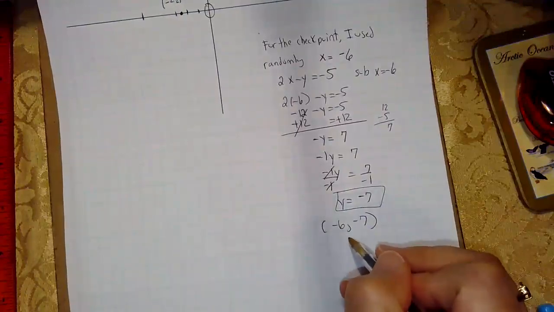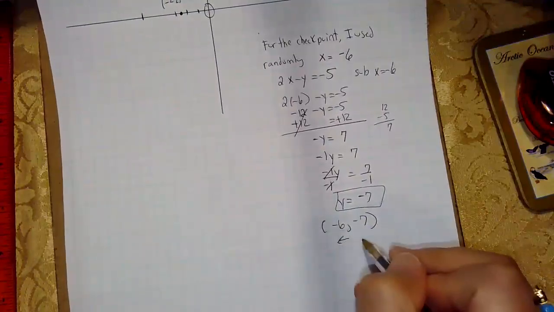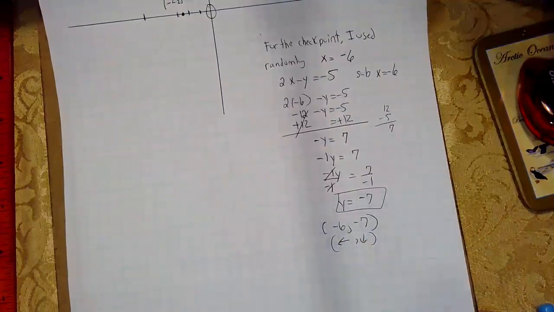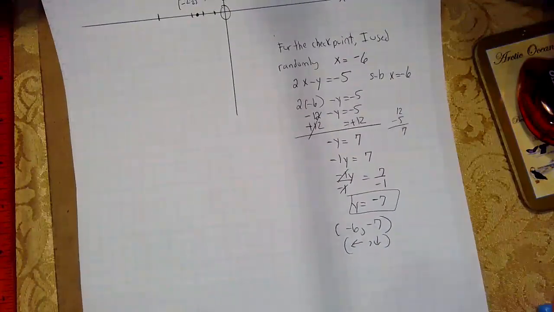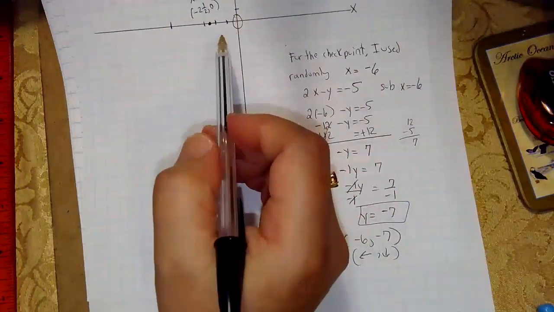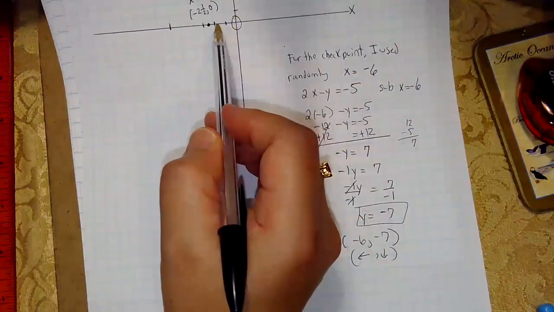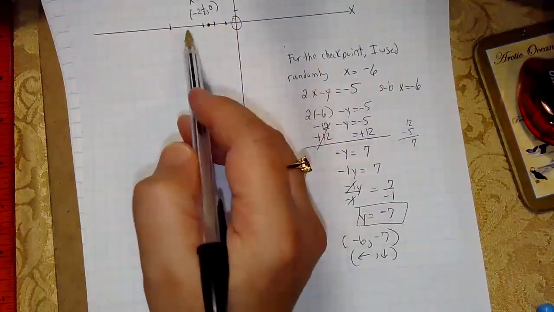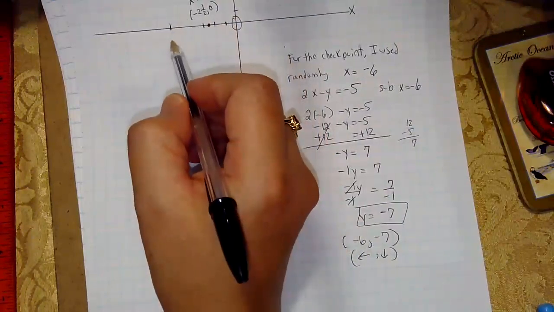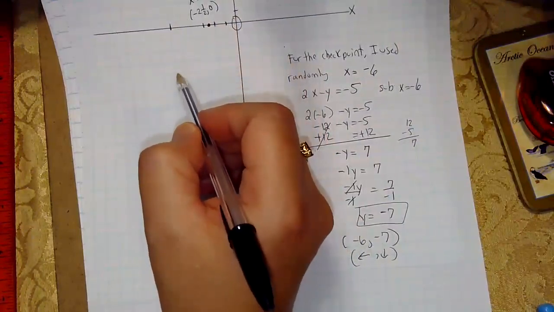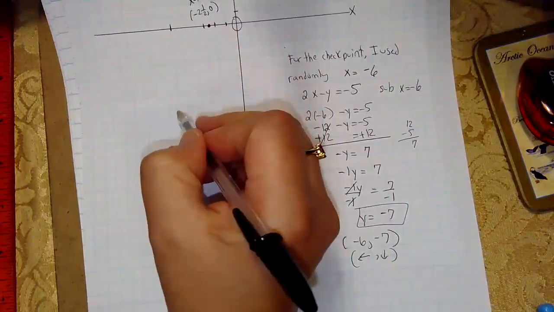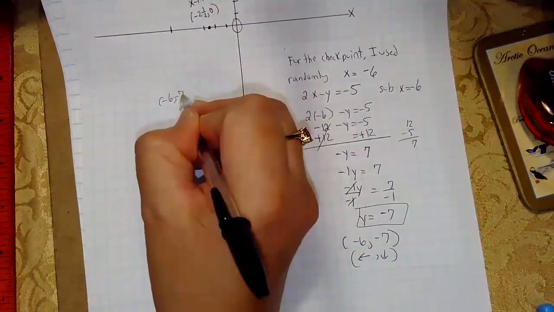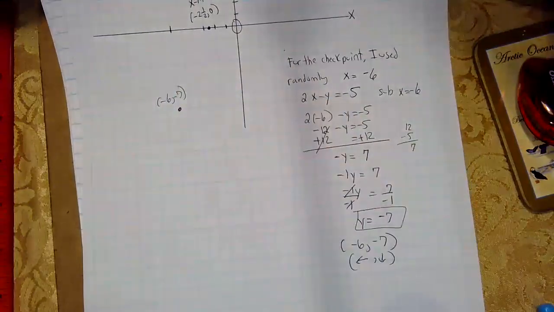So here from 0, 0, you would go left 6, and then you would go down 7. Okay, so I'm going to go left 6. So here, -1, -2, -3, -4, -5, -6, and then down -1, -2, -3, -4, -5, -6, -7. So this is -6, -7. And yeah, that does look right.